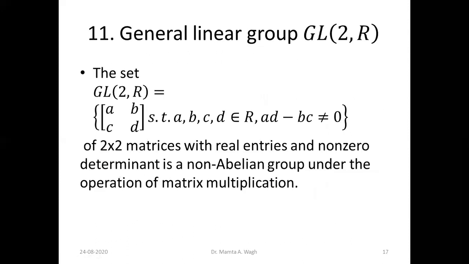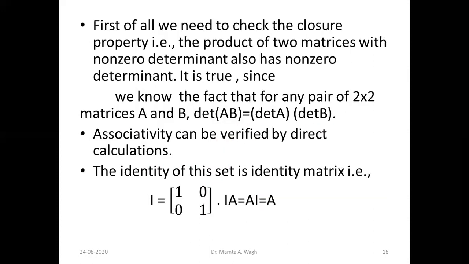Next is this GL2R. This is also a very important example. The GL2R is called the general linear group. So what is this GL2R? GL2R is the group of all 2 cross 2 matrices with real entries and non-zero determinant. So A, B, C, D form a 2 cross 2 matrix such that A, B, C, D belong to R and AD minus BC, which is your determinant, is non-zero. So this is the set of all 2 cross 2 matrices with real entries and non-zero determinant. It is a non-abelian group under the operation of matrix multiplication.